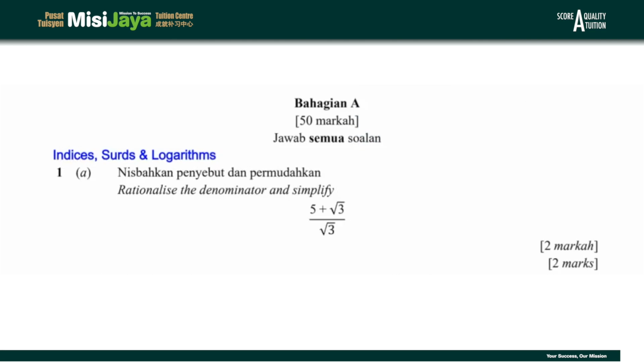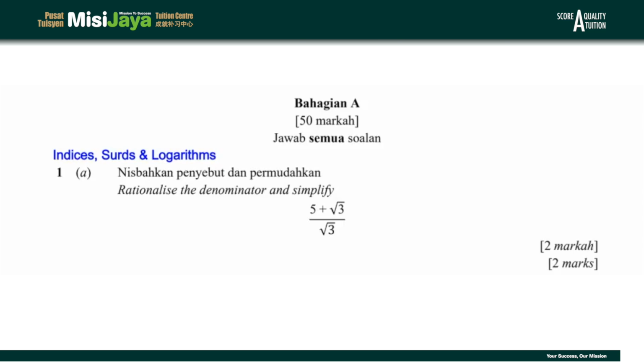Okay, let's look at paper 2 bahagian A. So bahagian A, you have to answer all the questions and it's 50 marks. So question 1A, let's look at question 1A. So this is based on the chapter indices, surds and logarithm. Okay, rationalize the denominator and simplify.